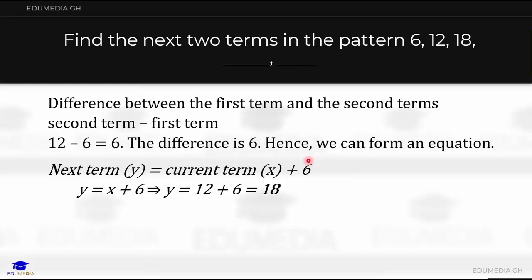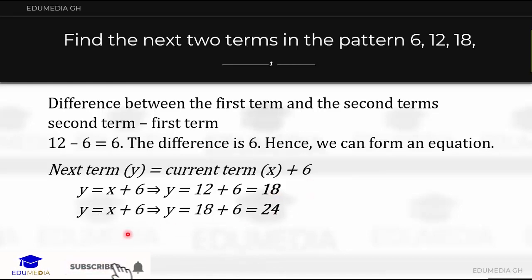So we can now look for y equals x plus 6, and y is what we are looking for, and the current term is 18 now. It's 18, and adding 6 to it will give us 24. We can do that for the last one.